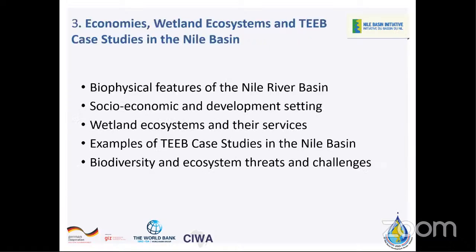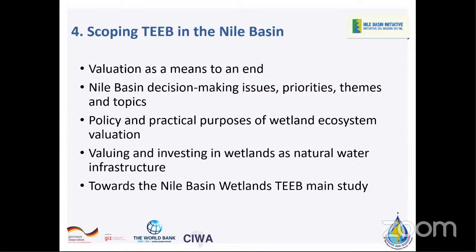in the decision-making impacts. So chapter 3 of the report is more on the biophysical features of the Nile River Basin, the socioeconomic and development setting, including all the Nile Basin countries, and also the wetland ecosystems and their services. And we put around 20 case studies as examples in the report. Our chapter 4 asks how valuation supports decision-making, how the Nile Basin decision-making issues, priorities, themes and topics are supported. What are the policy and practical purposes of wetland ecosystem service valuation is discussed, and then the need for valuing and investing in wetlands as natural infrastructure is also discussed in this chapter in detail.